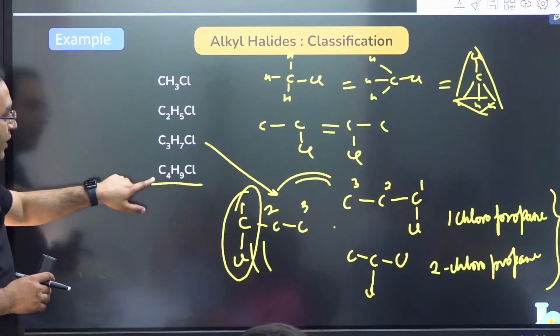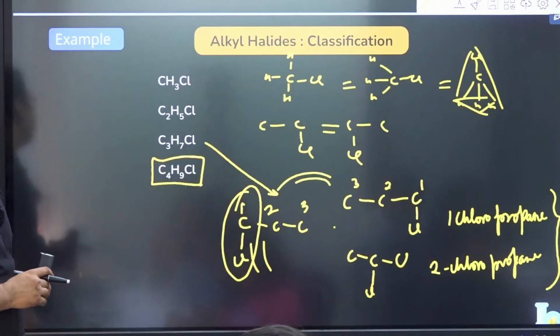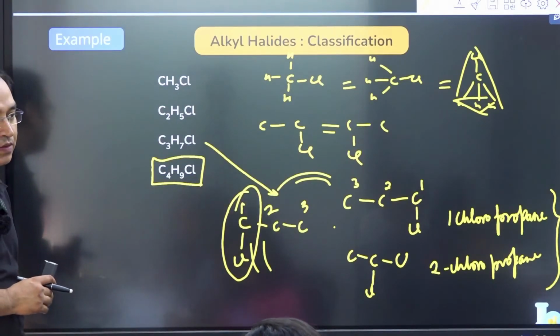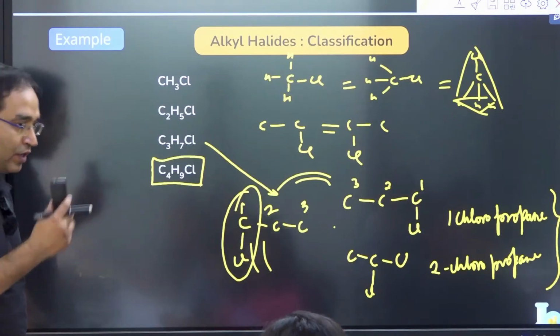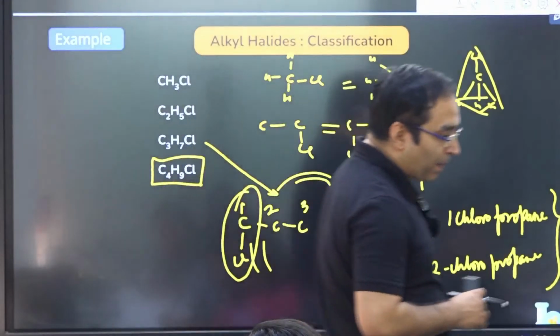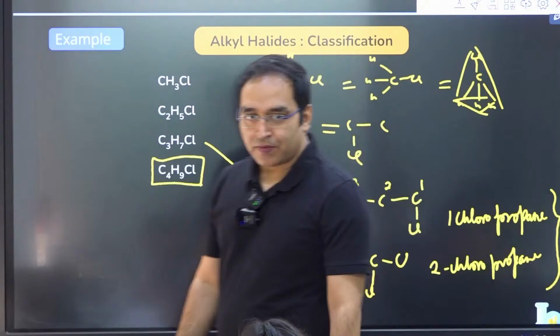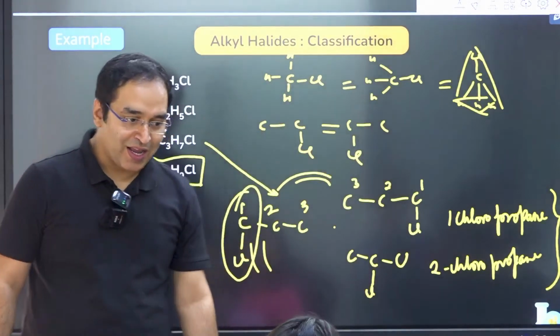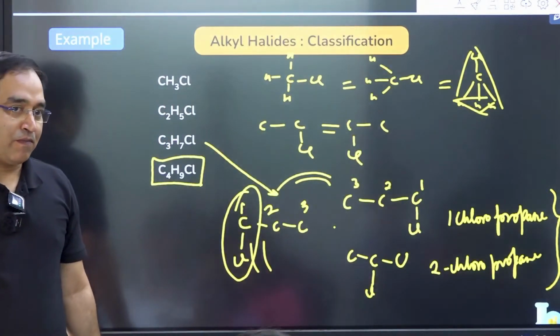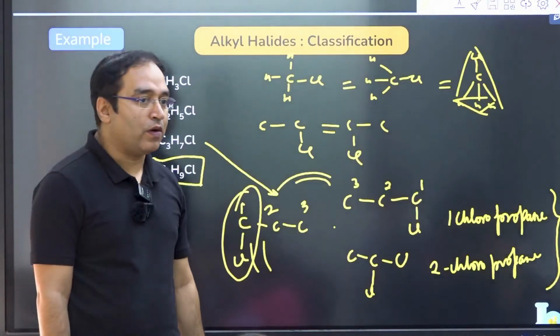Please draw C4H9Cl here. How many ways? 2 ways. 3 ways. 2 ways. Draw it properly and see. Sure, 2? It's wrong. 3 is also wrong. 4 ways. Yes, the answer is 4. Do it carefully.